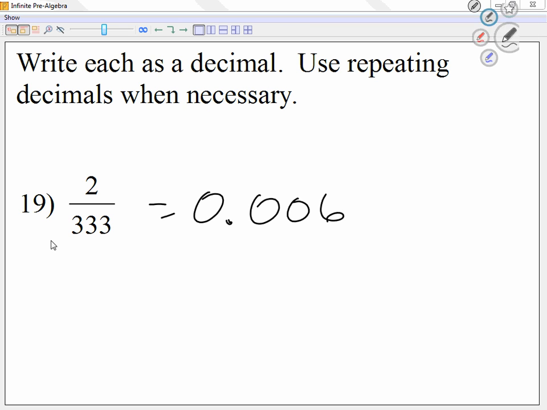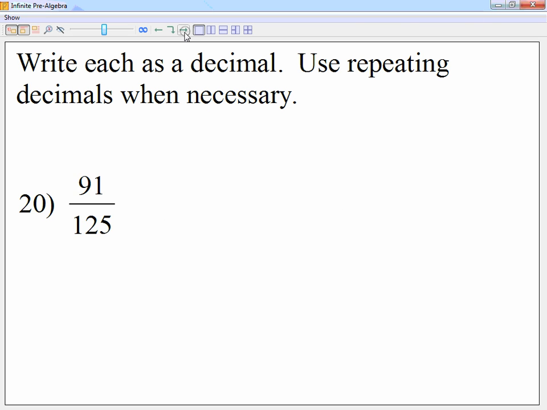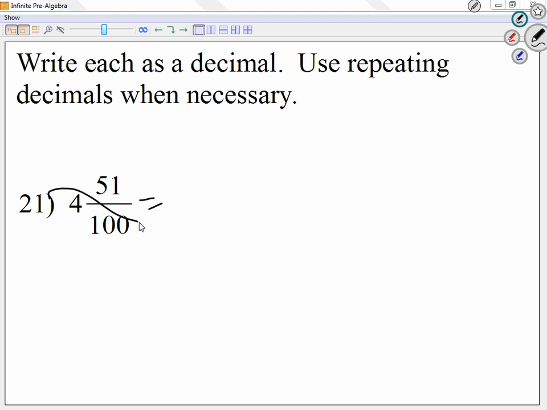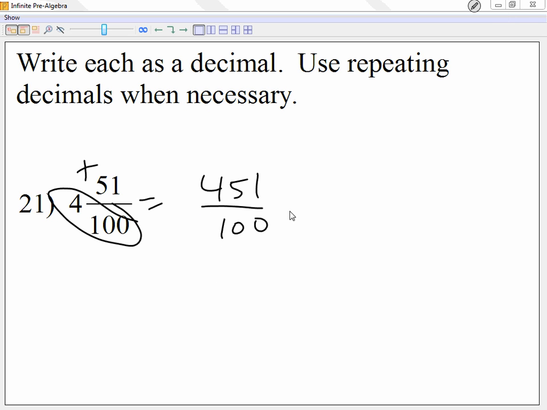But make sure you don't have a number in the front. If you do, let's take a look at it. For example, number 21. If there's a number in front, what I do, I multiply those two numbers, 4 times 100, and then what my result, I add it to the top number. So 4 times 100 plus 51, that gives me 451. And I'm going to have this over 100, because there was 100 at the bottom. Then I just type in the calculator, 451 divided by 100, and you should have 4.51.